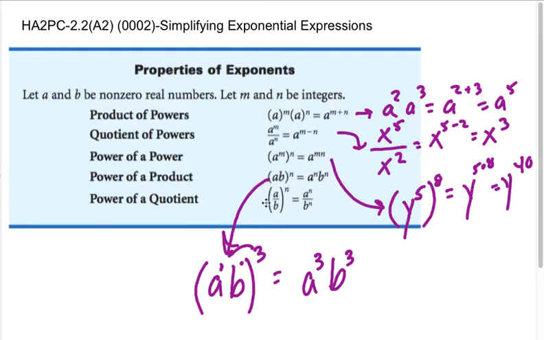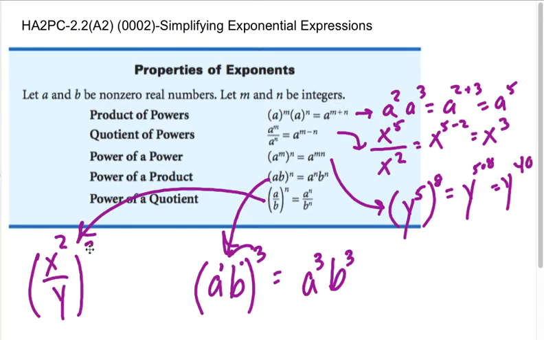And the same thing is true if I have a quotient. If I have x squared over y, and we'll do it to the 3rd, I can take that 3rd and distribute the power, and the top would become x to the 2 times 3, which would be x to the 6th. The bottom would become y to the 1 times 3, which is y to the 3rd. Okay, so those are our properties.